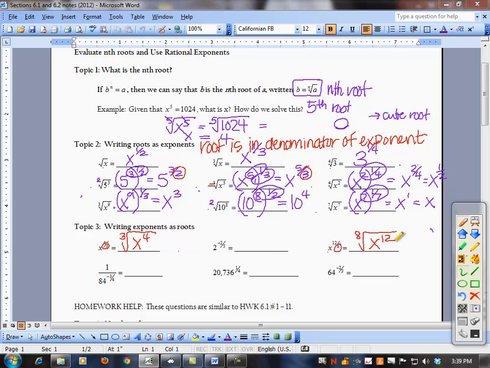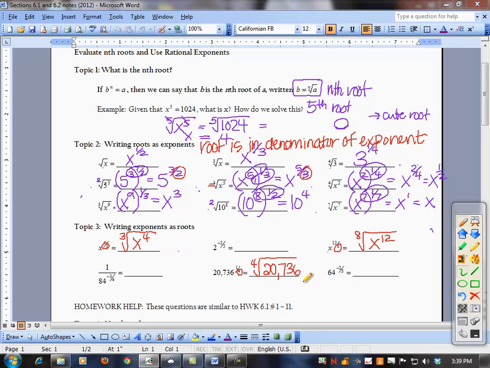Okay. Let's do another positive one. Let's go to this one down here, 20,736 to the 1/4. The 4 is the root, so we're taking the 4th root of 20,736. Now, do we need to say to the first power? The answer is no, so we leave our answer there.